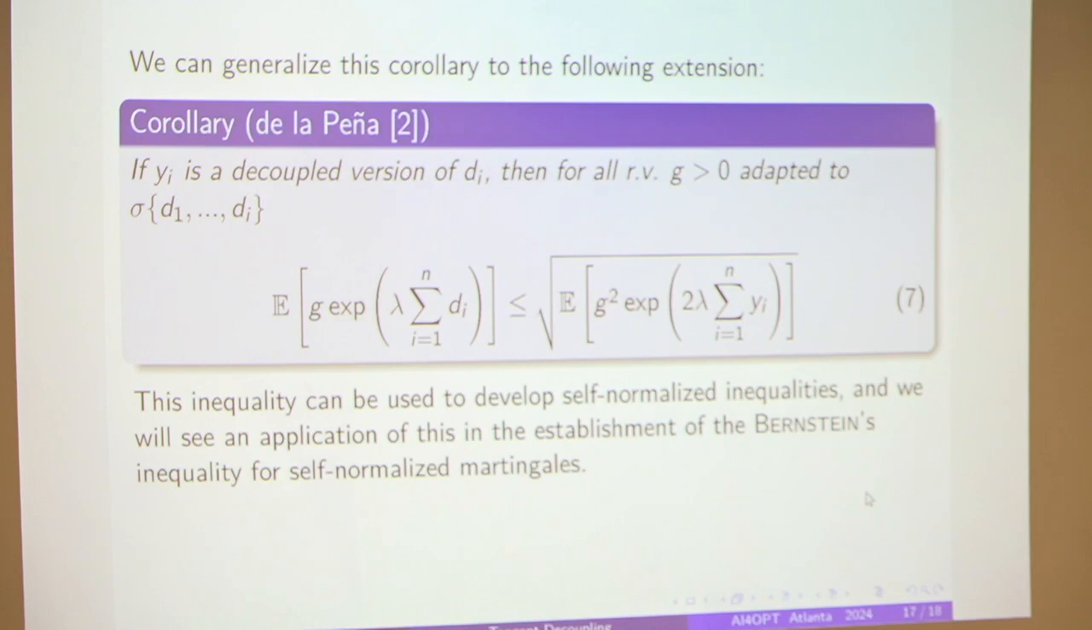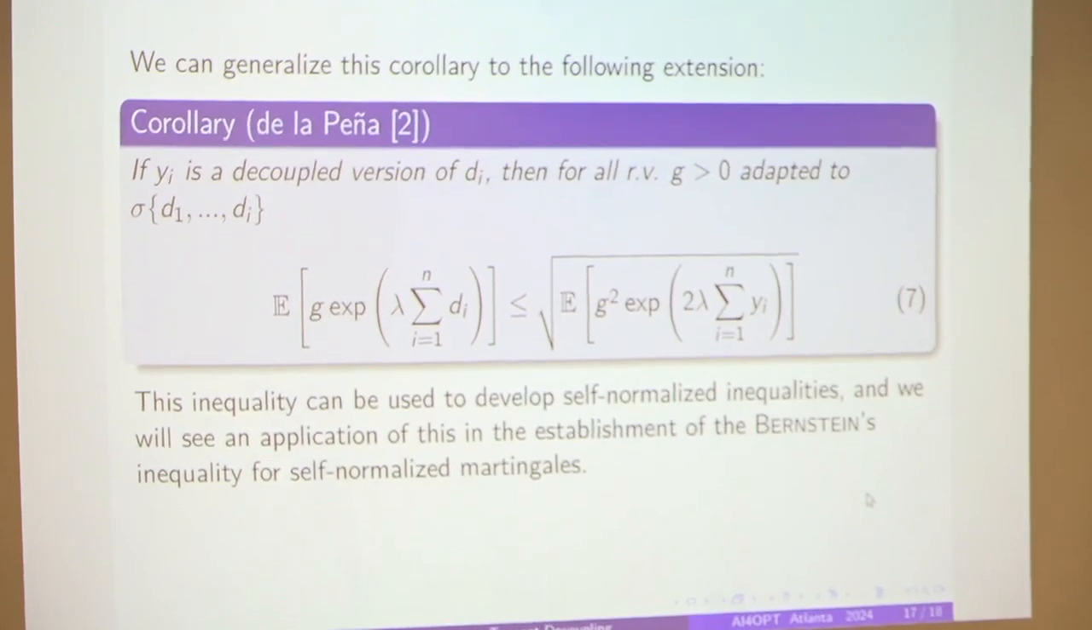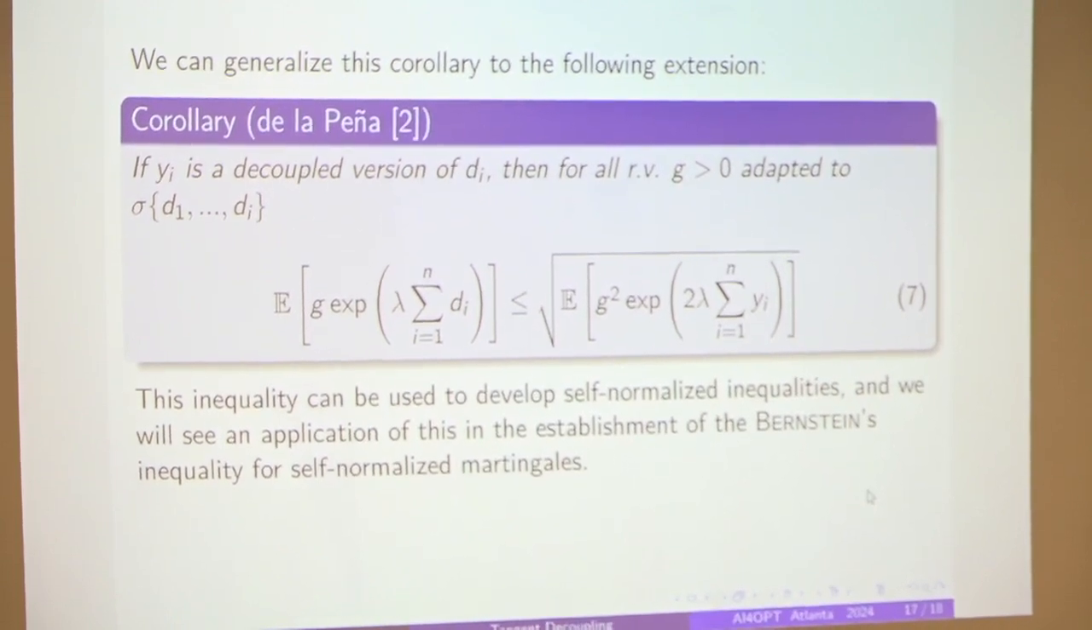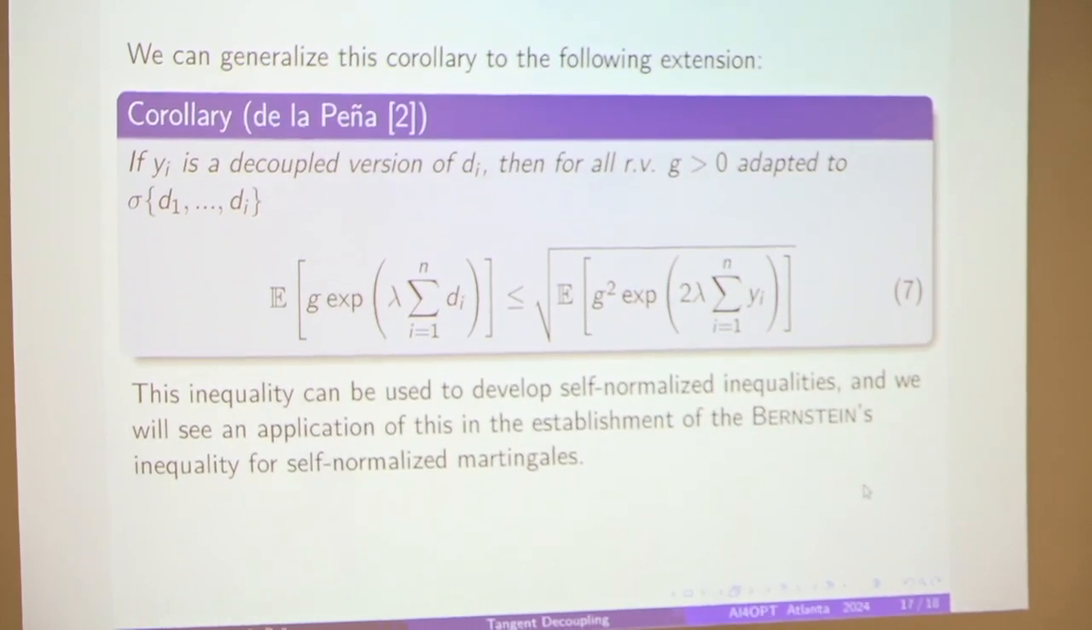Okay, so I will show you how to use this to do self-normalization in the second part of this lecture. We are going to take a break, and I'm happy to answer any questions during the break. After that, we're going to show how to use this to extend Bernstein's inequality for sums of independent variables to the case of Bernstein's inequality for self-normalized martingales.